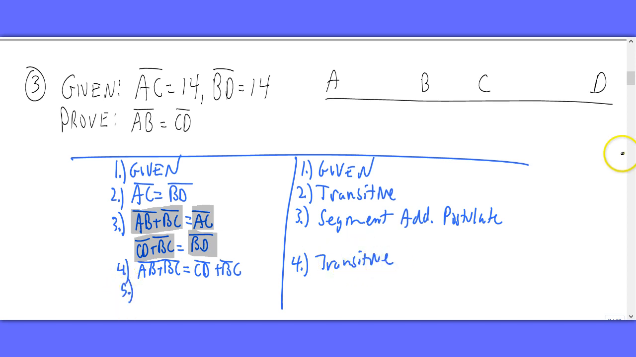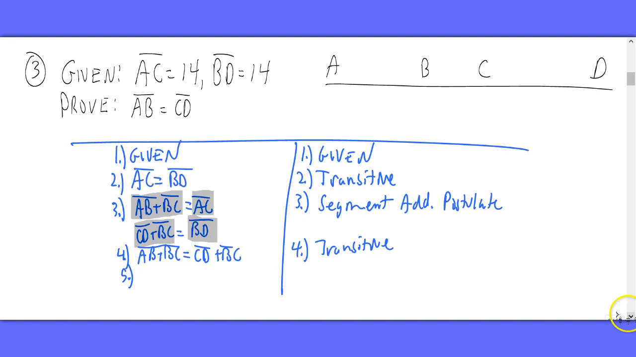Step number 5. We're pretty close to having what we want. We want AB equal to CD. And in this equation, we have AB on the left, we have CD on the right, which is great. However, there's a little bit extra on both sides. So what we're going to do then is say that BC is equal to BC. The reason why we can say that is because of the reflexive property.